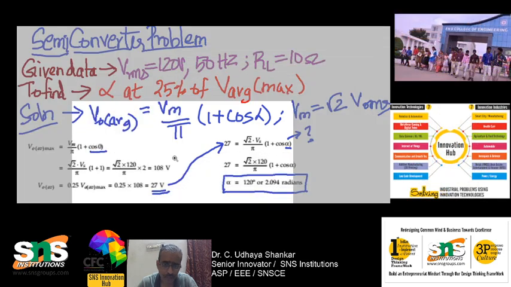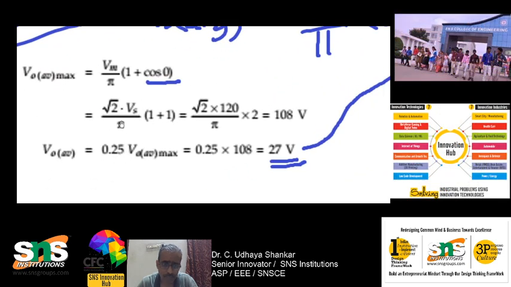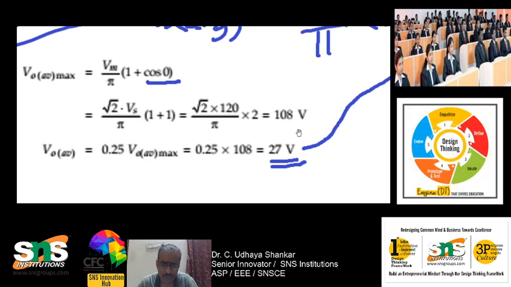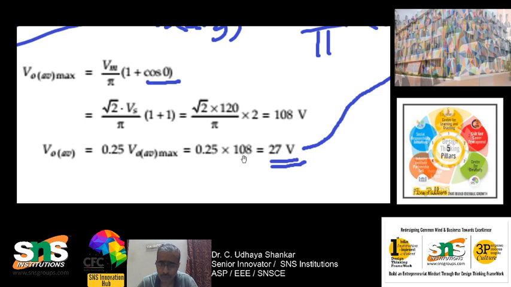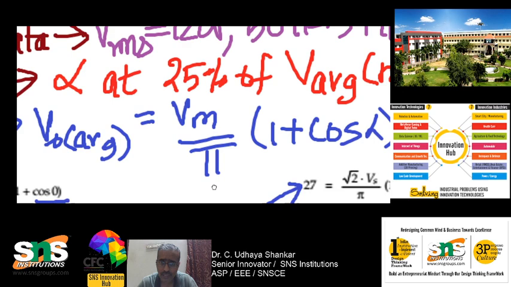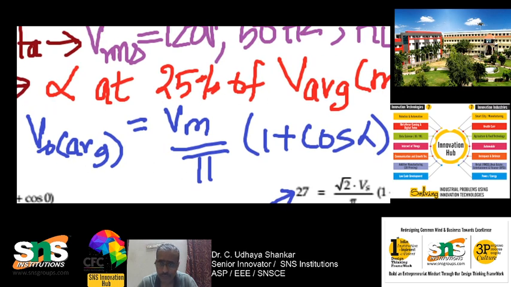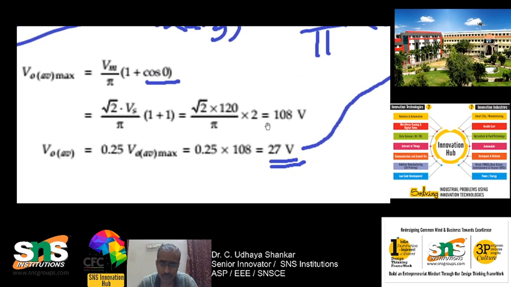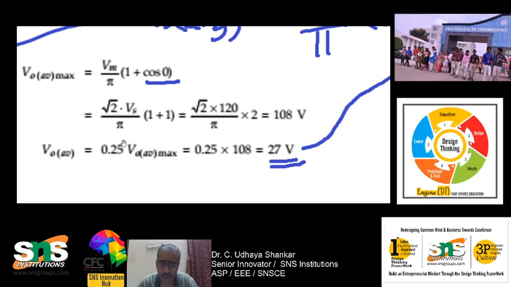From this we can see that the maximum output voltage is 108. But what we need is 25% of the output voltage. So 0.25 into 108 will be equal to 27 volts. So we have found the V0 average value at 25% of the maximum, which is 27. What is needed is actually the value of alpha at 25% of the maximum value, and now I want to find what is alpha.